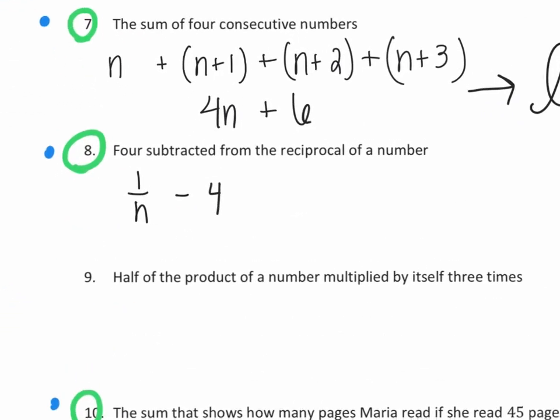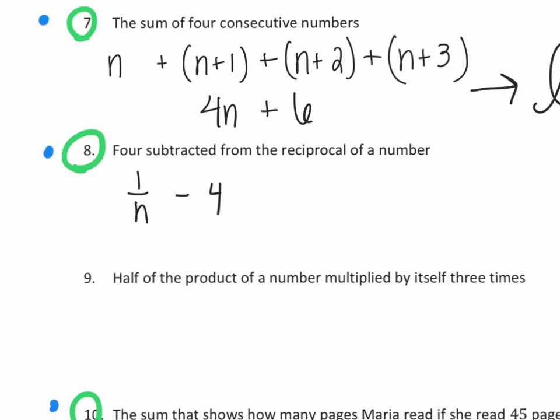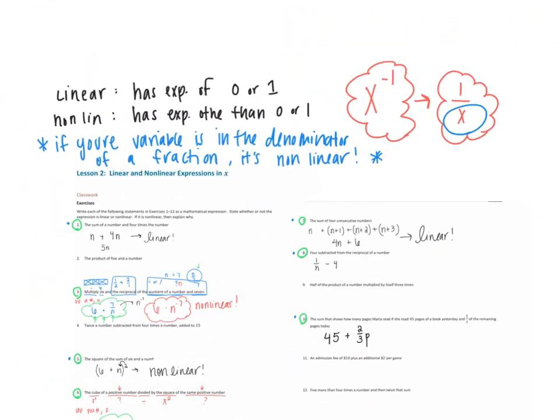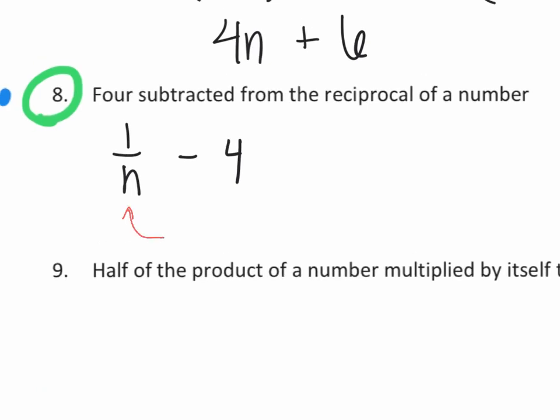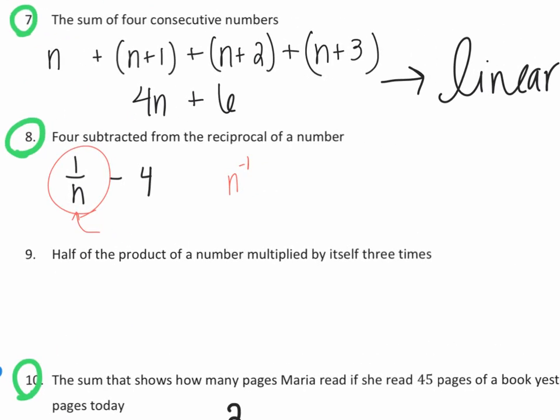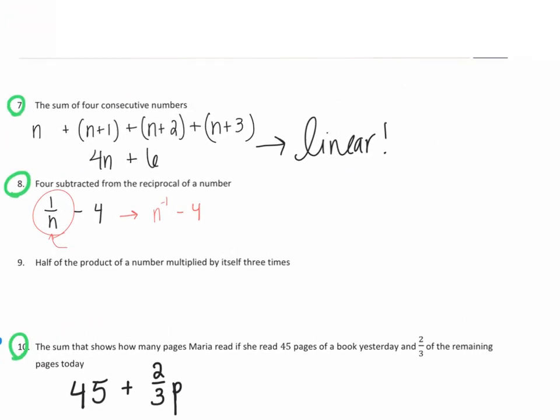Number 8, we have 4 being subtracted from the reciprocal of a number. It doesn't tell me the number, so I used n, and I did the reciprocal, so I flipped it upside down. I put a 1 on top. So 1 over n minus 4. Now remember about the type I told you, if your variable is in the denominator, then it's probably nonlinear. Our variable is in the denominator. And so this whole thing is the same as saying n to the negative first power. So this problem is the same as n to the negative first power minus 4. Okay, these are the same. And if I look at that n to the negative first power, I can see that this is nonlinear.